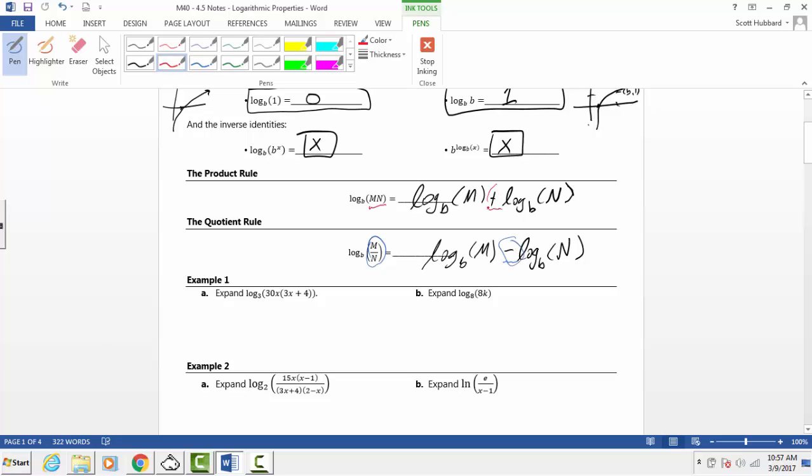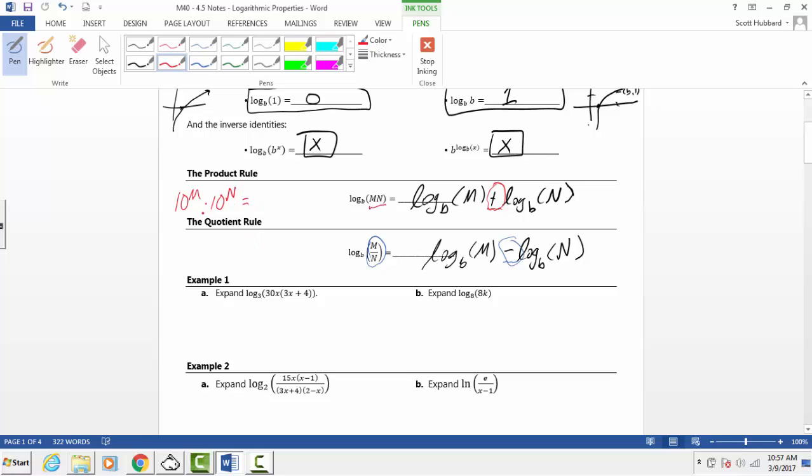And why is that? Well, remember that logs are the inverses of exponentials. So if I have, say, a number, let's take the number 10 as my base. So say b is 10, and I have 10 raised to some number m, and I multiply it by 10 to the n.